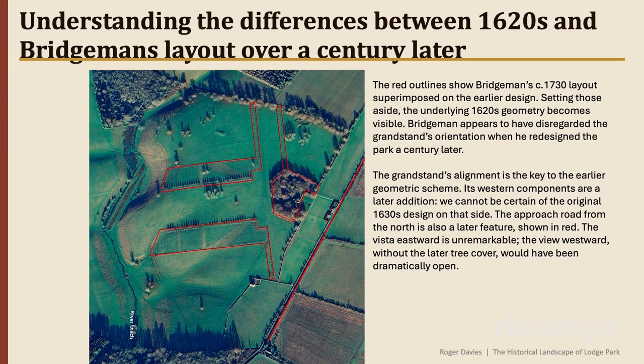We have to sort of remove from our minds Bridgman's layout, and in very crude terms I've highlighted some key features of the Bridgman landscape that we should ignore when considering the earlier landscape underneath. So that T-shaped block with the trees on either side of the big avenue and the huge clump of trees that now sit around the grandstand, they didn't exist in the 1620s.